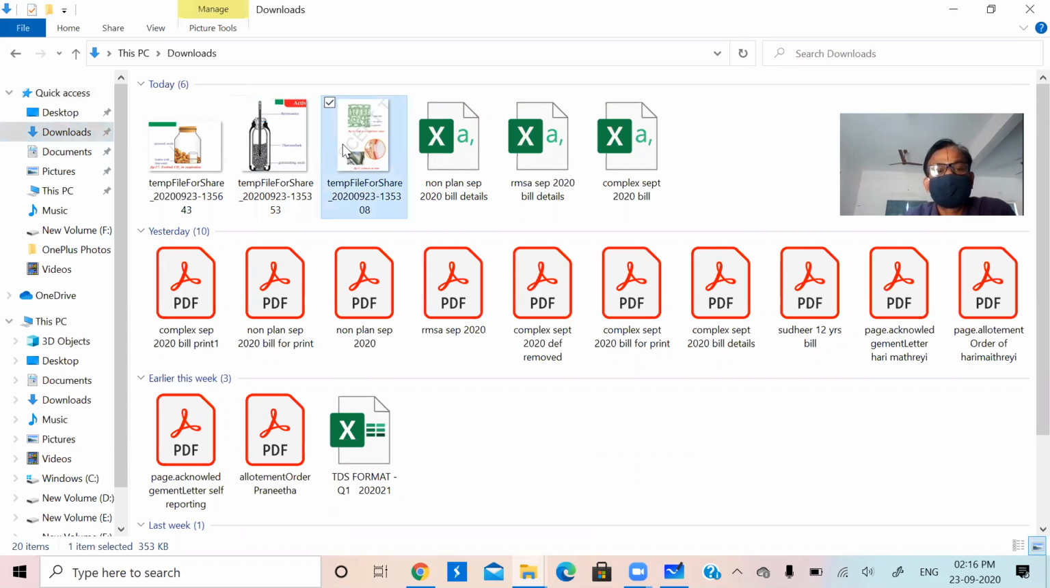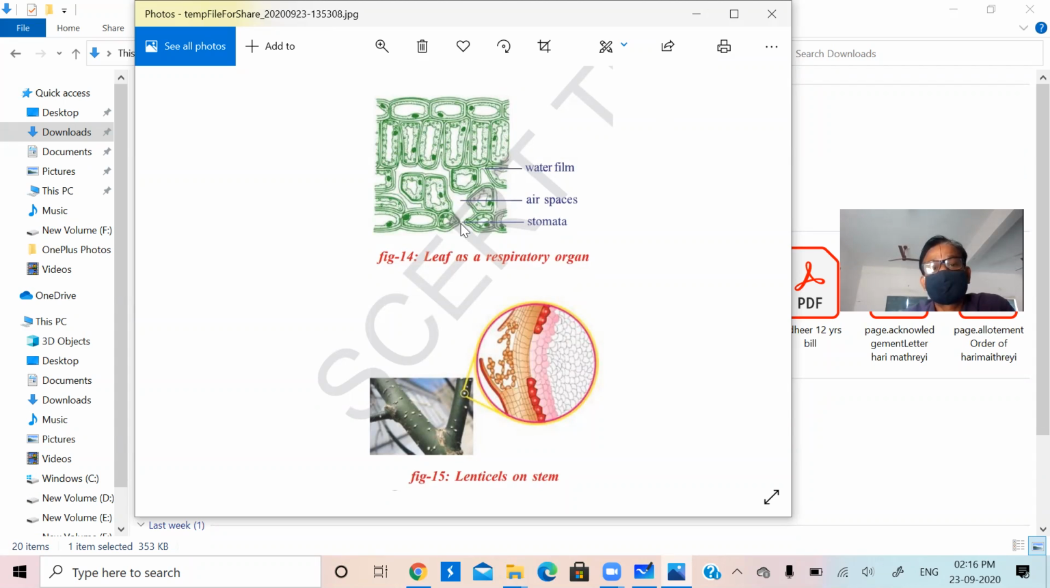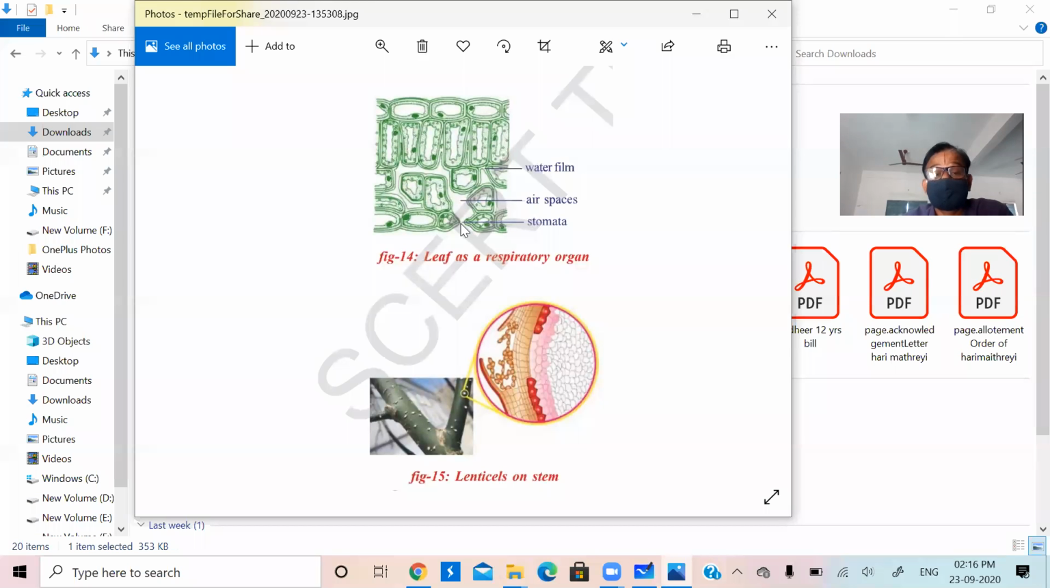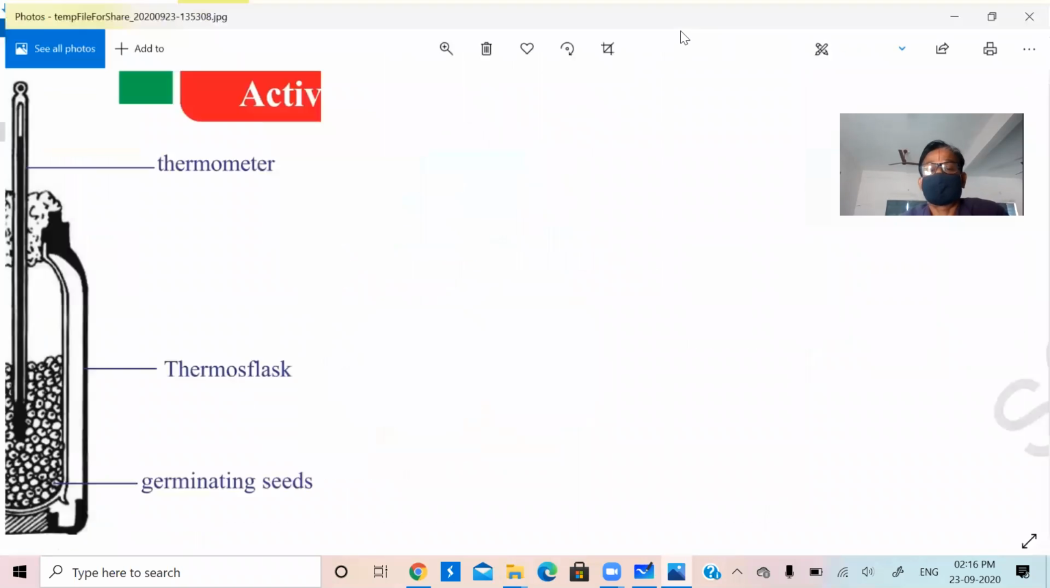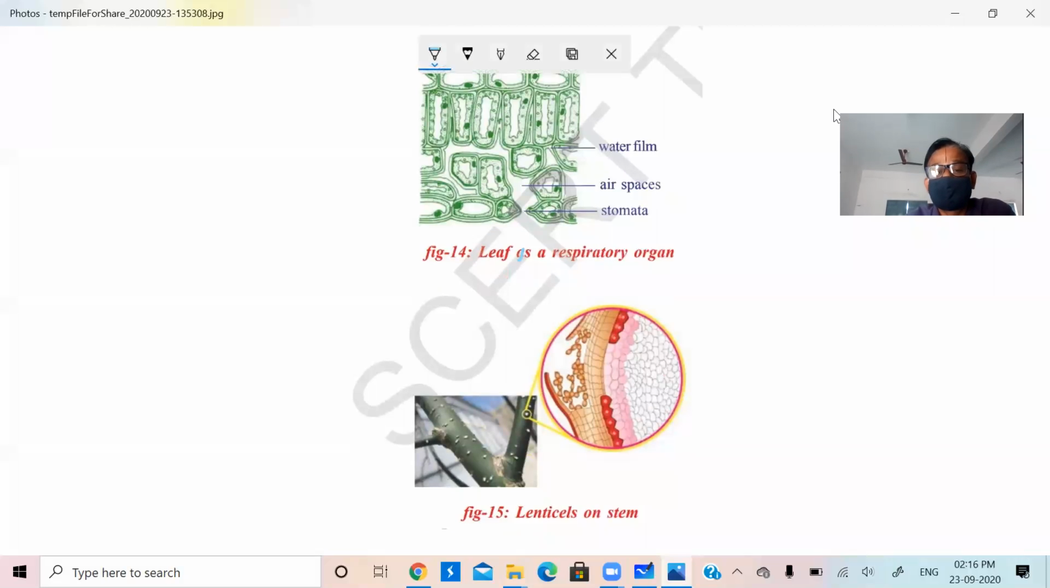So, see here, the leaf as a respiratory organ. This is called a stomata, an opening. We have already studied the transverse section of the leaf in photosynthesis. In that, we saw the openings on the lower epidermis. Openings on the lower epidermis are called stomata. See here, this is the stomata.